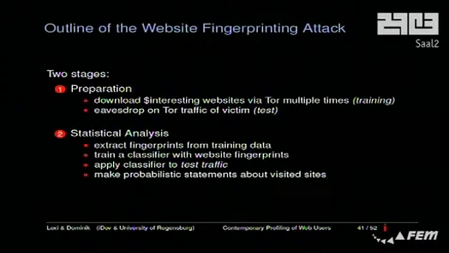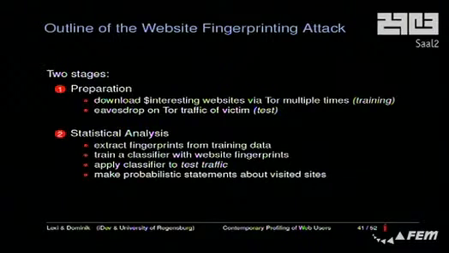Second part of the preparation phase is eavesdropping on the victim, which is supposed to be easy in this talk. We're not talking about how to do that. And this will be the test data for the classifier. And then the attacker goes down into a cellar and basically classifies, does statistical analysis. What he has to do is he has to extract fingerprints from the training data. I will get to that in a minute.